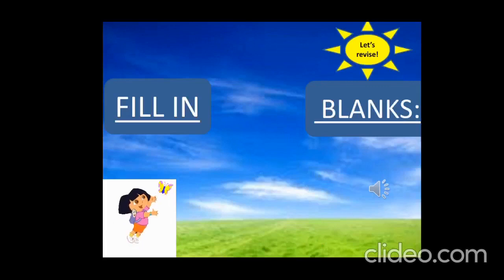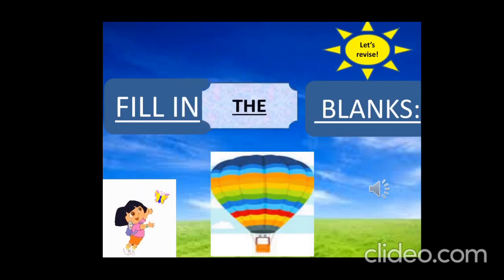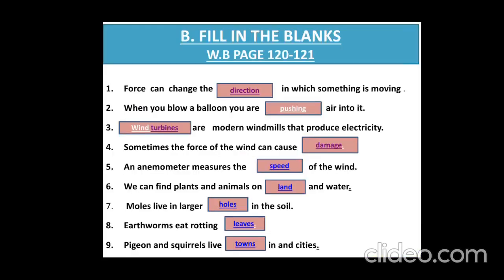Alright, so we have completed the missing letters. Did you enjoy the missing letters? It was fun, right? Now let's move on to exercise B, page number 120. Let's do fill in the blanks. Question number 1. Force can change the dash in which something is moving.